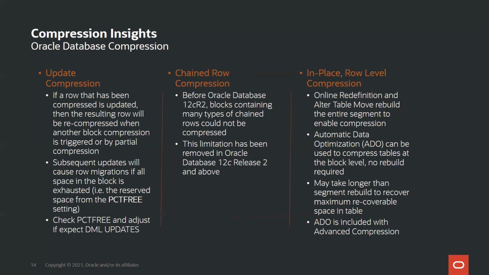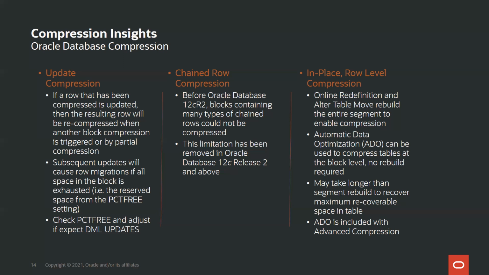Now, this is true whether the data is compressed or not, but I just want to bring it to your attention: if you do expect a lot of updates, make sure your percent free is adjusted higher than the default to make sure you have enough space to do those updates without row chaining going on. If row chaining does occur, because you didn't have enough percent free available, then in Oracle Database 12cR2 we implemented the capability to compress the rows that are chained as well. Prior to 12cR2, we did not compress the chained rows. In 12cR2 and above, we do compress the chained rows if it does occur.